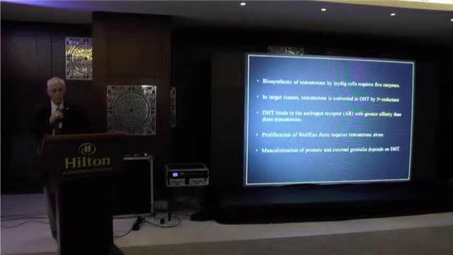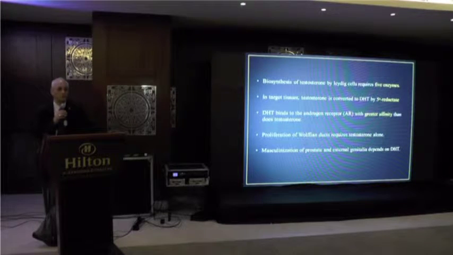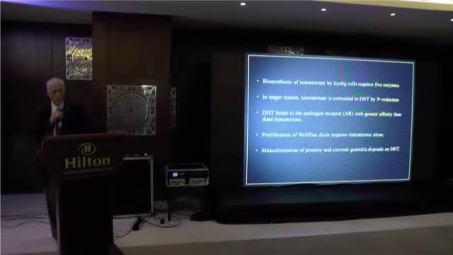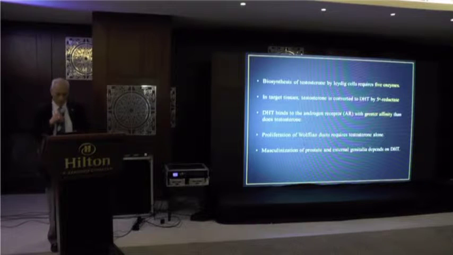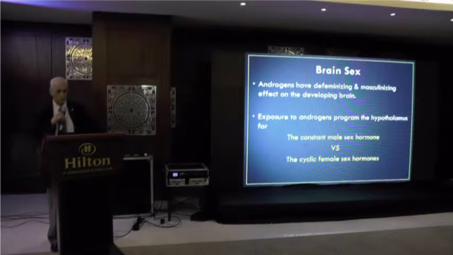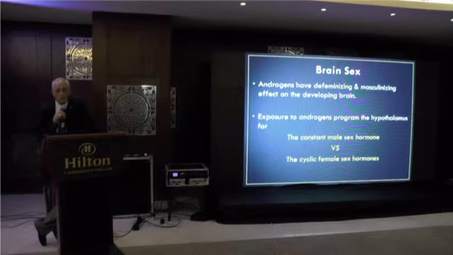Biosynthesis of testosterone by Leydig cells requires 5 enzymes. In target tissue, testosterone should be converted to dihydrotestosterone by 5-alpha reductase, which has greater affinity to receptors, maybe 5 times or more than testosterone. Proliferation of Wolffian ducts requires testosterone, and the proliferation of external genitalia requires dihydrotestosterone.